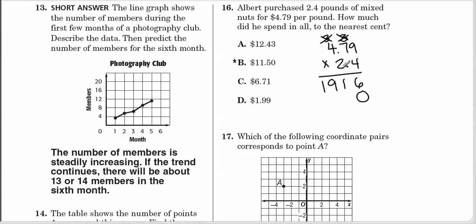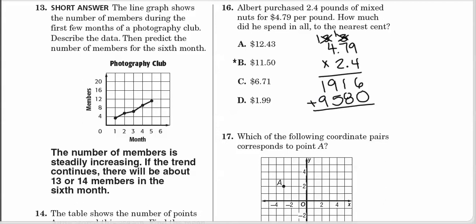Bring down your 0 for placeholder. 2 times 9 is 18. Carry your 1. 2 times 7 is 14. Plus 1 is 15. Carry your 1. 2 times 4 is 8. Plus 1 is 9. Okay, now we're going to add these together.